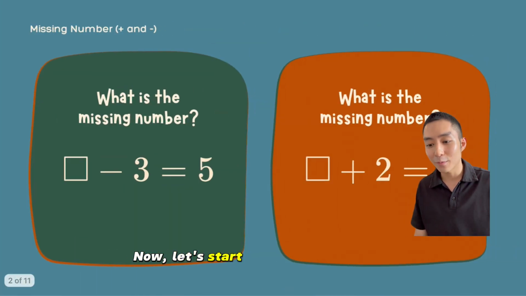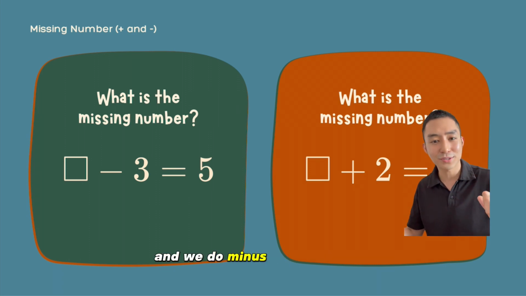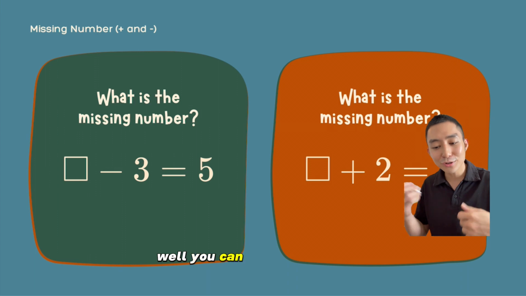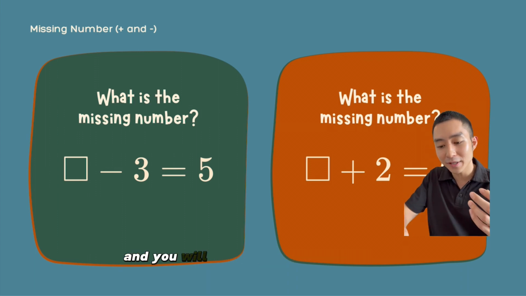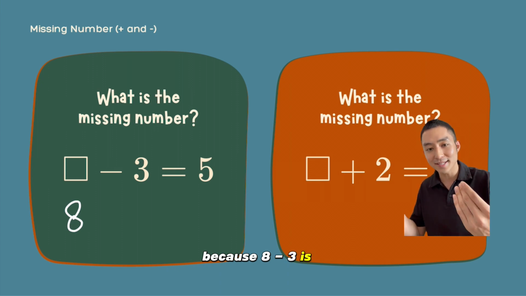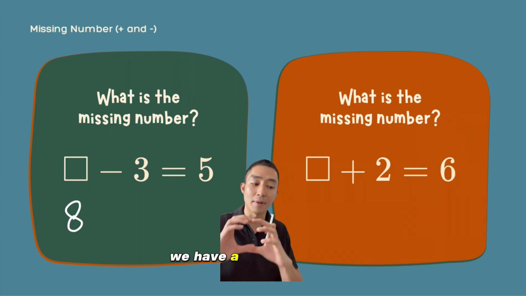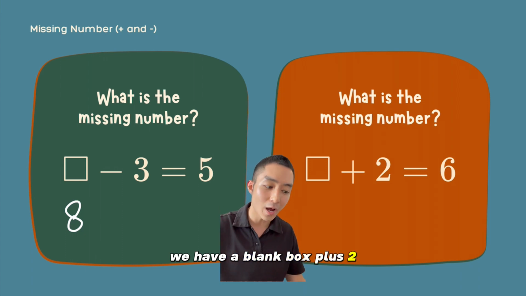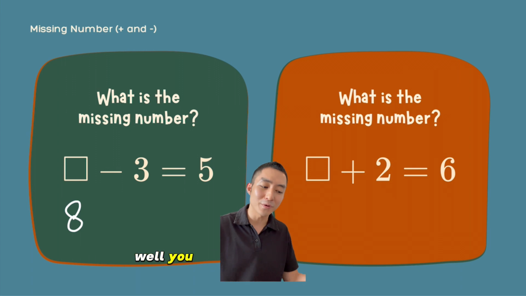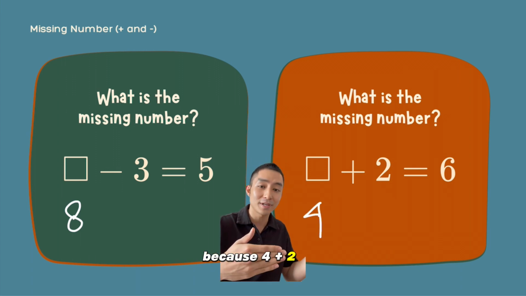Now, let's start with missing number. There is a blank box and we do -3 and we get 5. So what is your guess? Well, you can try some numbers and you will get that the answer is 8 because 8 minus 3 is 5. And how about the next one? We have a blank box plus 2, then we will get 6. Trying again with small numbers, you will get that the answer is 4 because 4 plus 2 is 6.